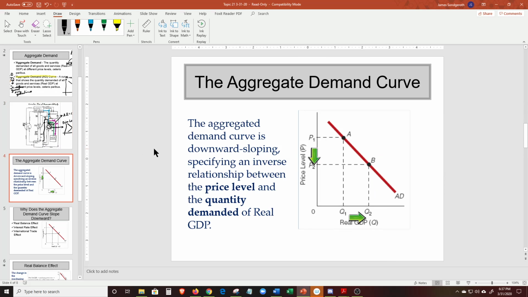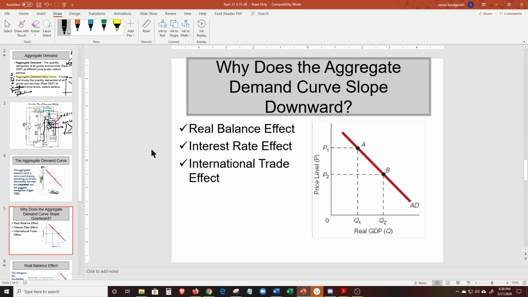And now we have the aggregate demand curve, which we've already talked about. It specifies a relationship between the price level, PL, which you see right here, and the quantity demanded of real GDP, which is right here. And you can see they use Q. We've already talked about that. That's fine. And now we're asking what we had done in a previous graph: why does this thing slope downward and to the right?